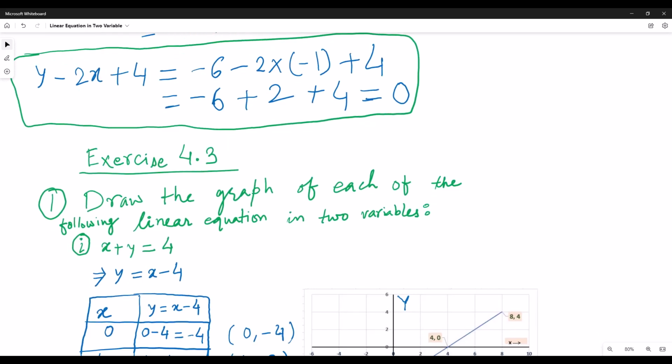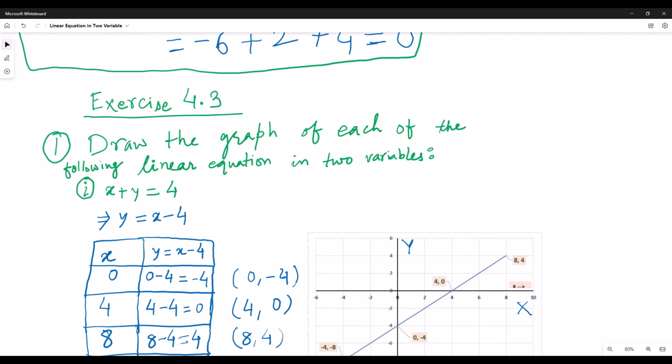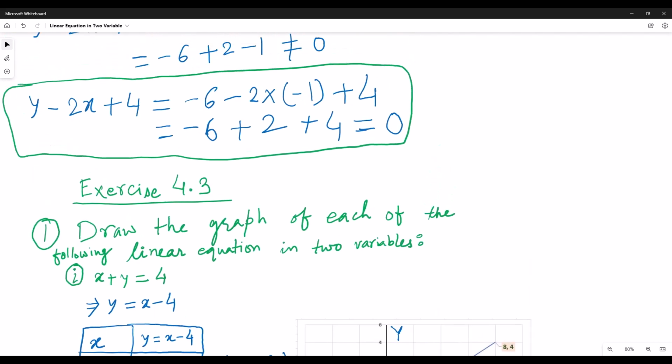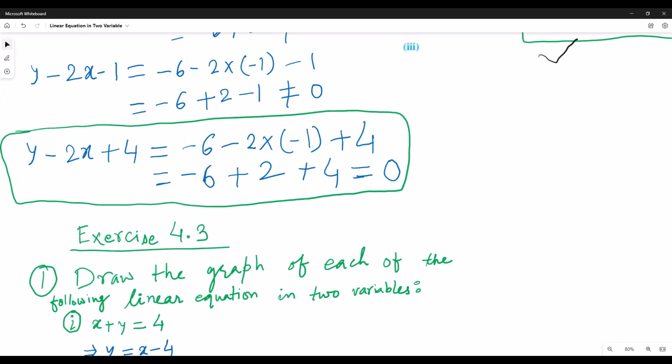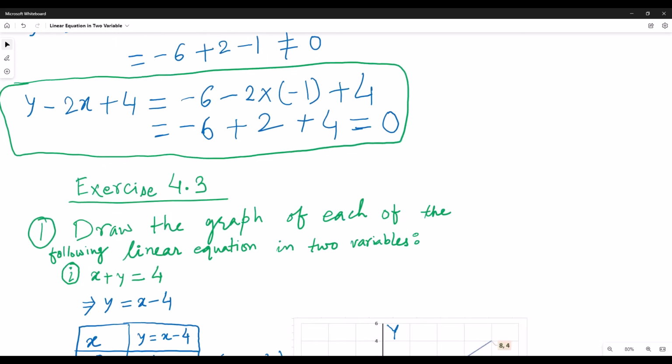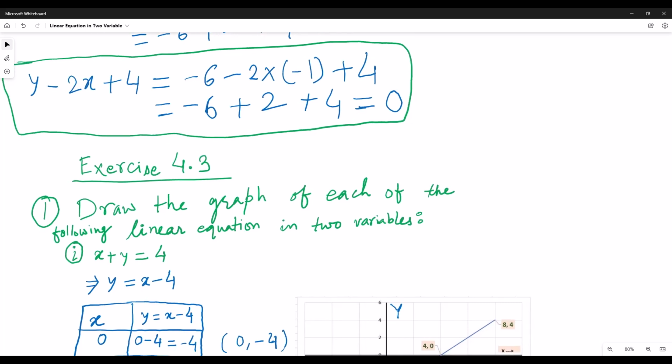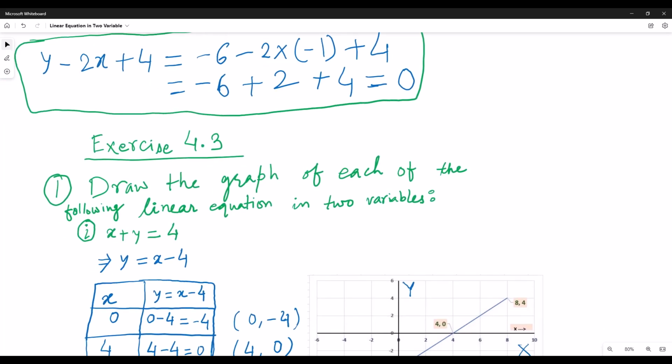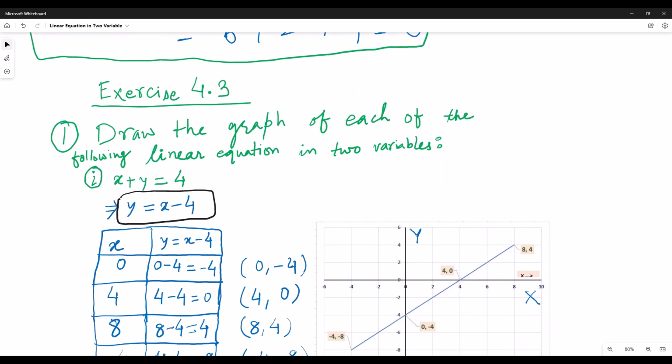Draw the graph of each of the following linear equation in two variables. So to draw a graph, we need to find out the different points for which it is true. So x plus y is 4. We will write the same equation as y equals to 4 minus x, and we will put different values of x and we will get the corresponding value of y.